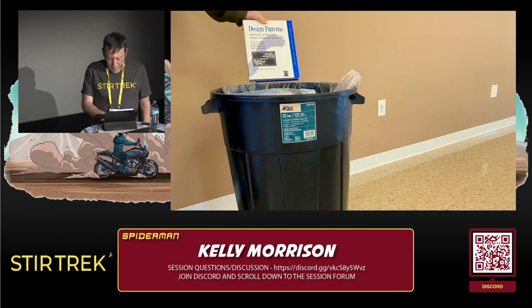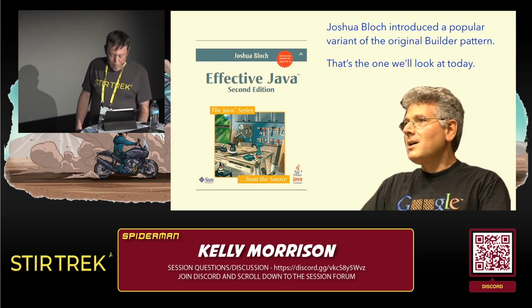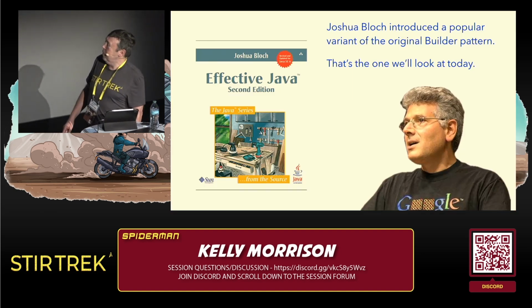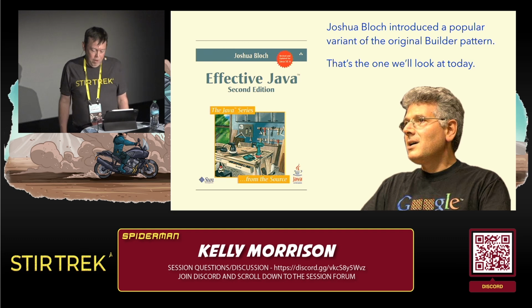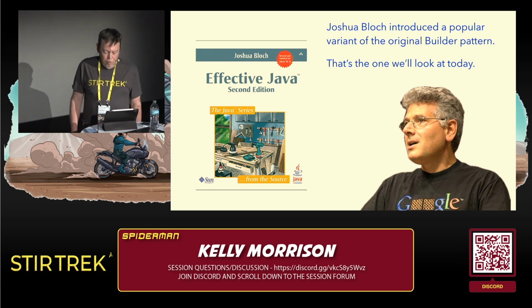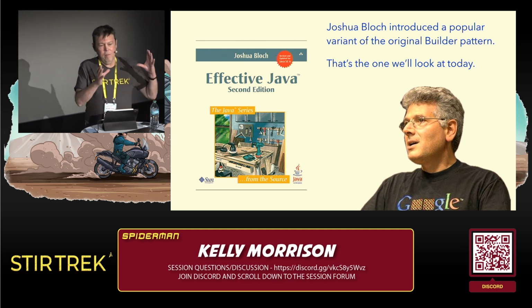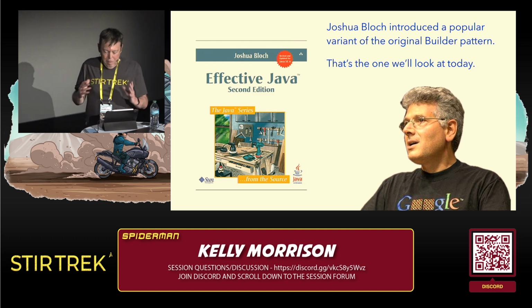Well, years later, there was a little bit better explanation. Joshua Bloch, you've probably heard of him. He's responsible for a lot of stuff we take for granted these days. He wrote a book called Effective Java, and in it, he introduced a variant of the original pattern. It's a little bit different. It's kind of a combination between the original builder pattern and what I call a factory. But it became a very popular variant. Everybody started using it. Now you see it in just about every framework. And that's the one we're going to look at today.